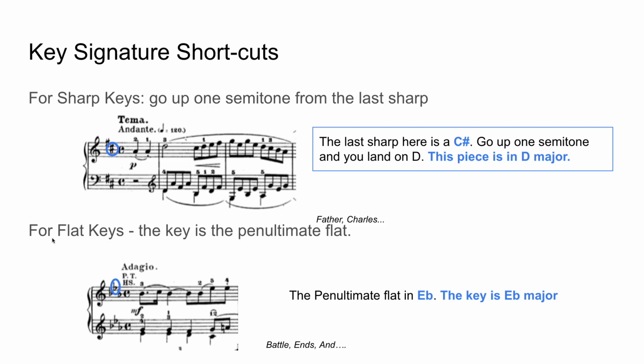And there's also a shortcut for flat keys. If we take a key signature for a flat key, the key that the piece is in is always the same as the penultimate flat. So I've got 3 flats here: B flat, E flat, and A flat. The penultimate flat is an E flat, so the key is very likely to be E flat major.